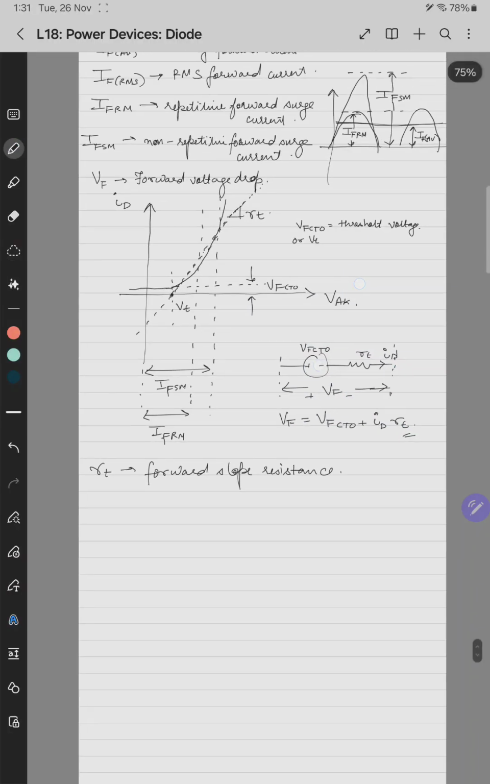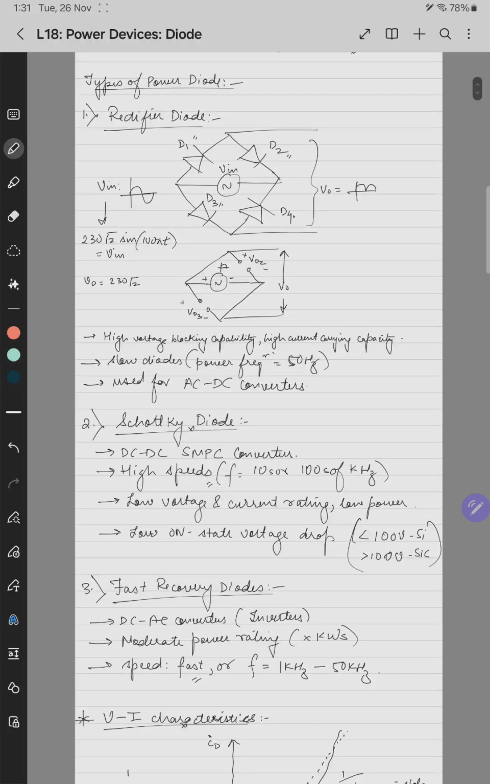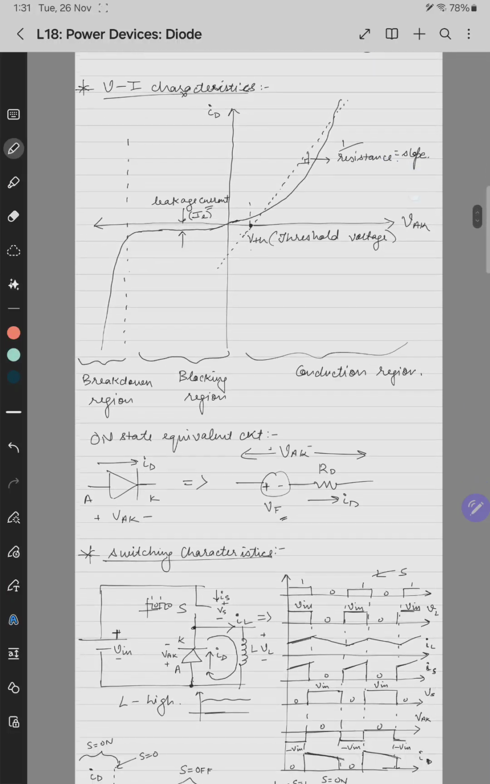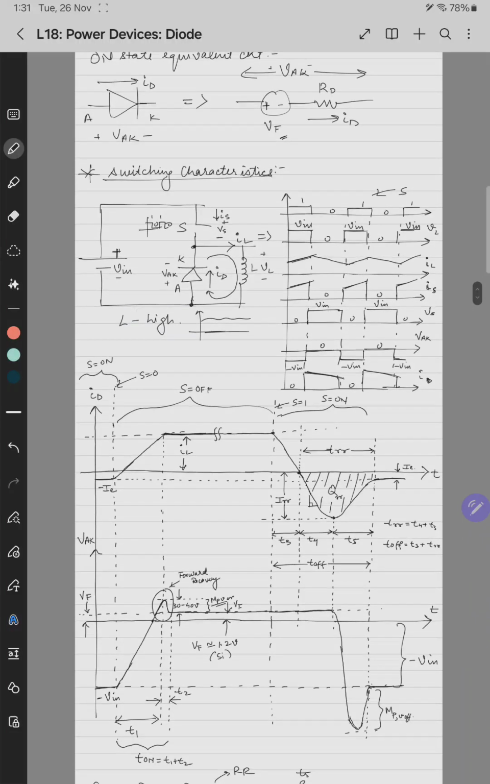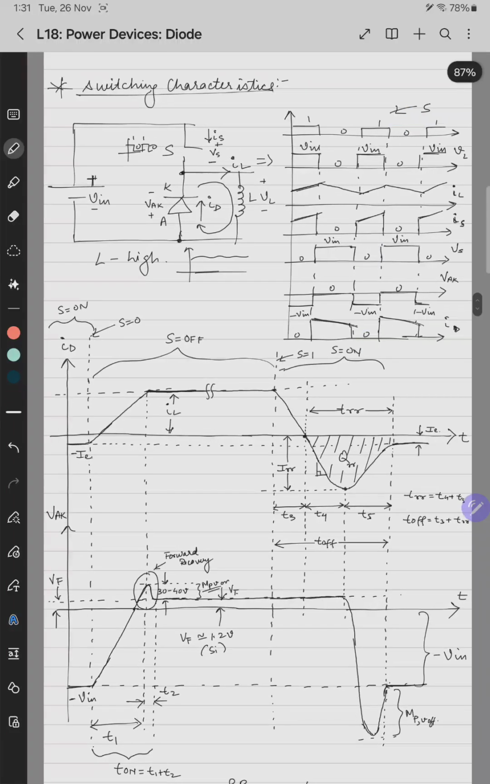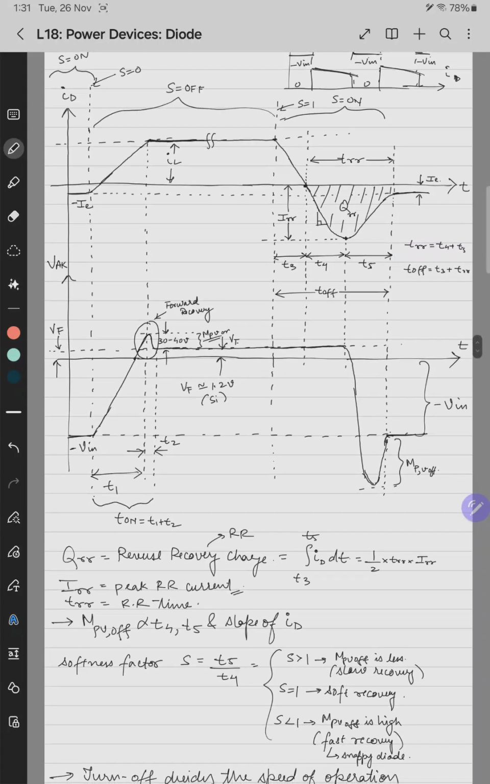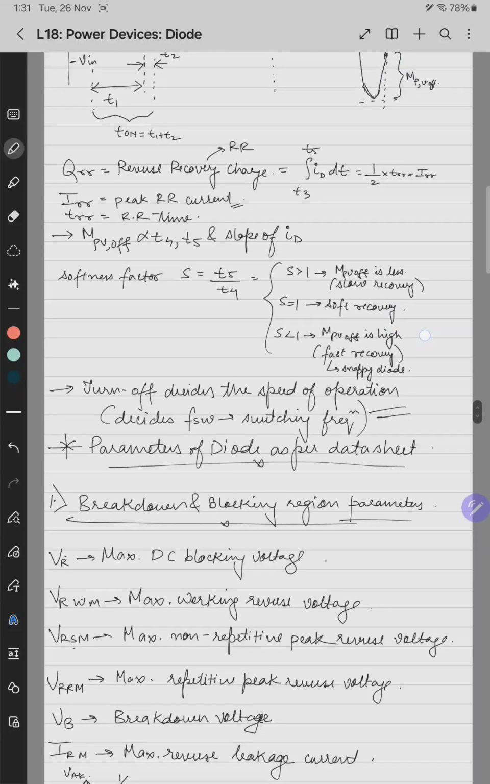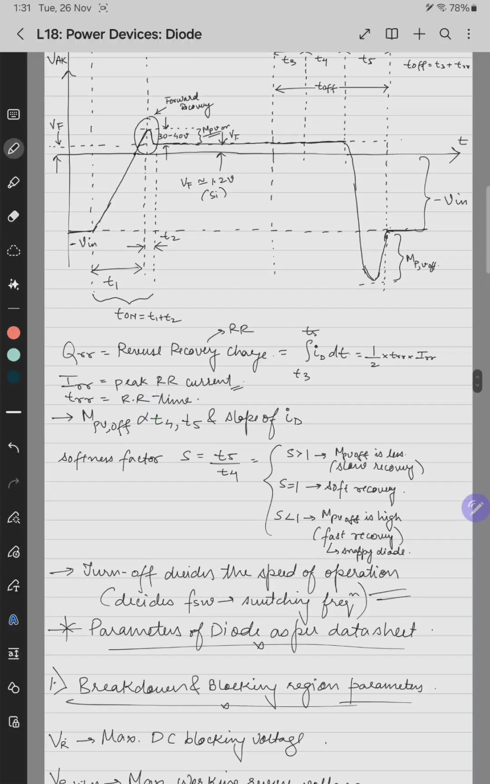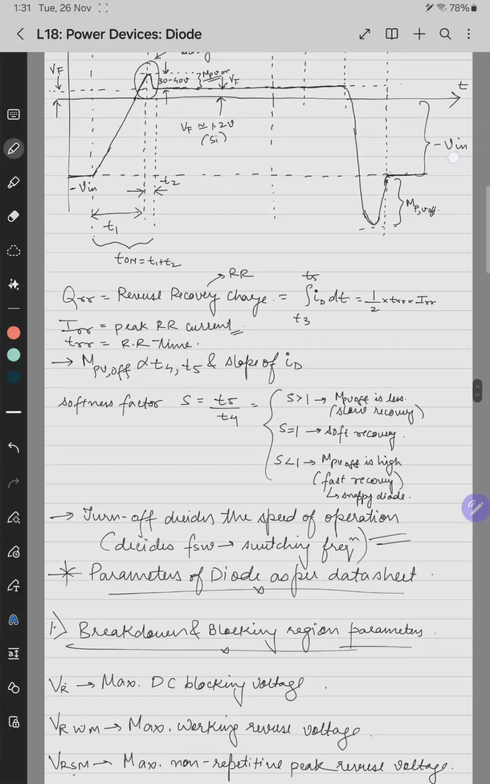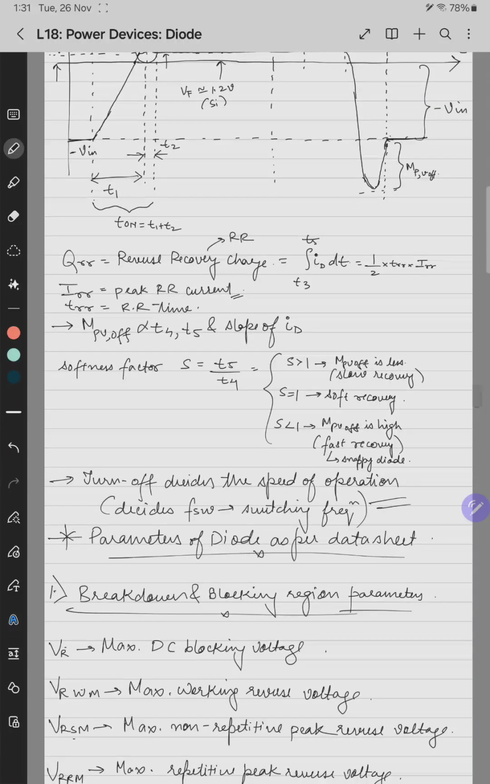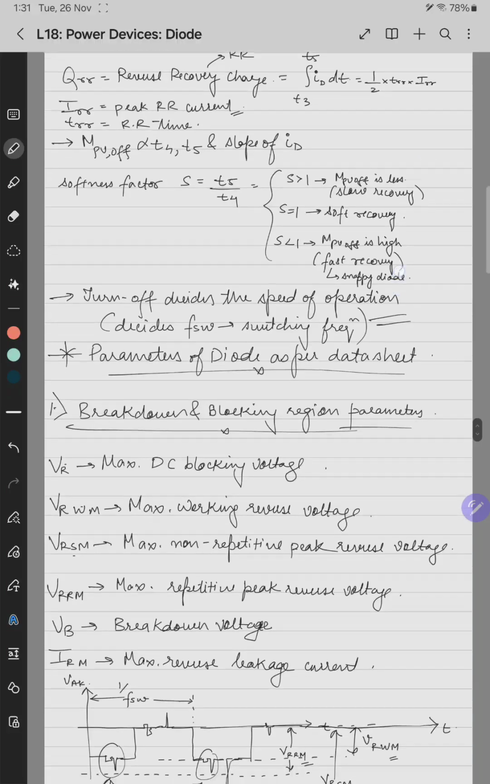So in this lecture, we saw the introduction of a power diode, the difference between the signal diode and power diode, the types of power diode, its various characteristics, the on-state equivalent circuit, switching characteristics, a test circuit with an inductor current or a constant load current, its steady state waveforms, then transient waveforms separately, like ID versus time and VAK versus time. We saw the turn on and turn off delays and the reverse and forward recoveries. Then based on the softness factor, we concluded that the switching characteristic decides the speed of operation, and the choice of diode is based on the application, and turn off decides the speed of operation, or the switching frequency.